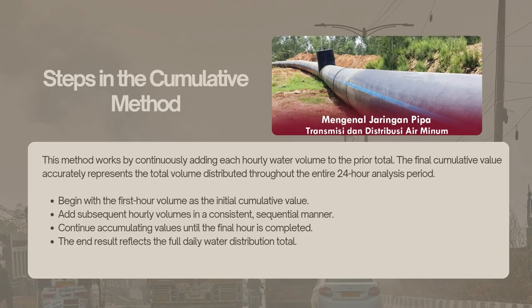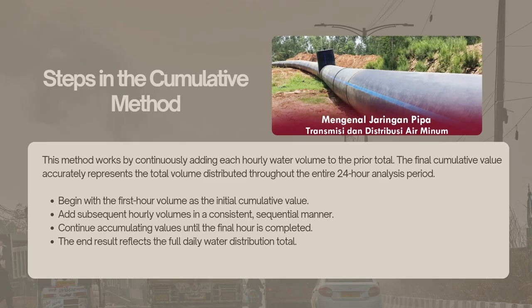And the first step is the cumulative method. This method works by continuously adding each hour's water volume to the prior total. This final cumulative value accurately represents the total volume distributed throughout the entire 24-hour analysis period. There are 4 points in here.